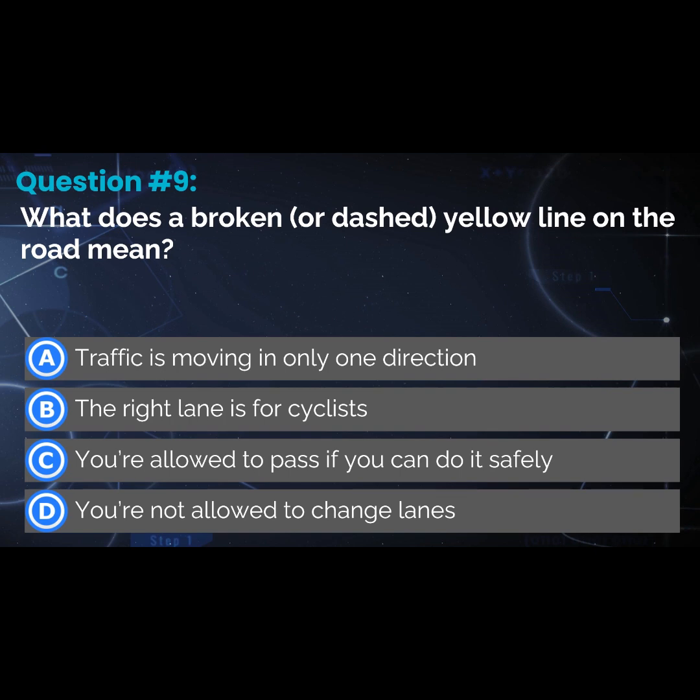Question 9. What does a broken or dashed yellow line on the road mean? A. Traffic is moving in only one direction. B. The right lane is for cyclists. C. You're allowed to pass if you can do it safely. D. You're not allowed to change lanes. The correct answer is C. You're allowed to pass if you can do it safely.